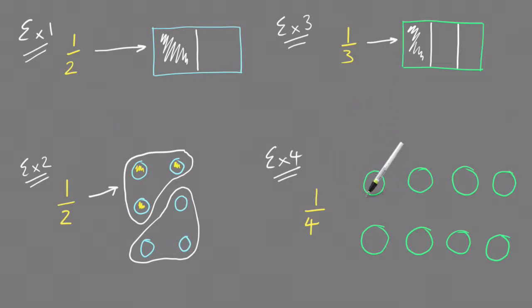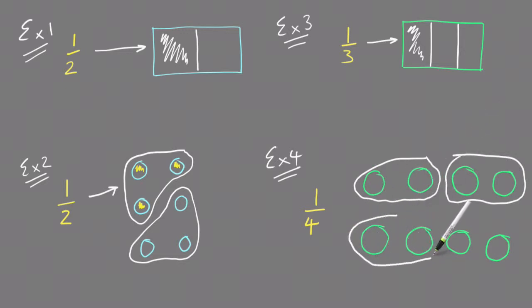Example 4, how do you find 1/4 of these 8 circles? And the 4 is telling me to divide the circles into 4 equal groups. So that would mean I would have to put 2 circles in each group like that. And so there's my 4 equal groups, and the top number is telling me that I need to shade in one of those groups. So I'm going to shade this one here, and I have shaded in one group out of 4 equal groups, or 1/4 of the circles.